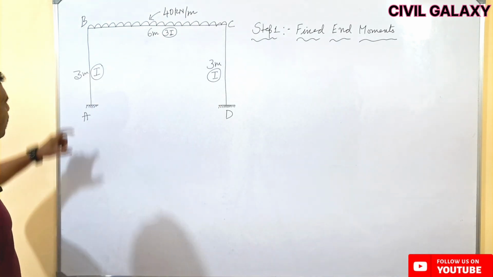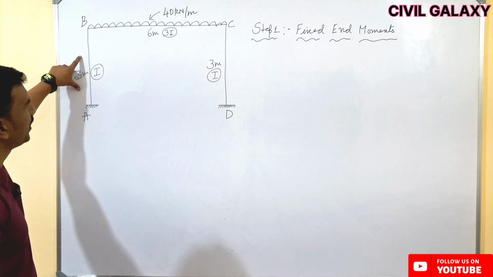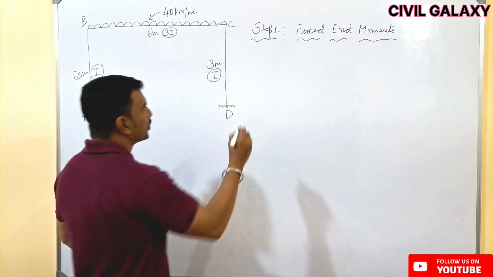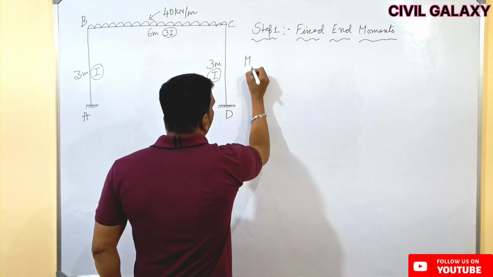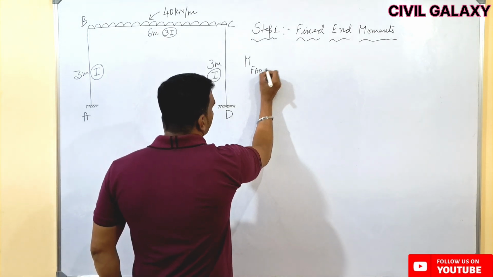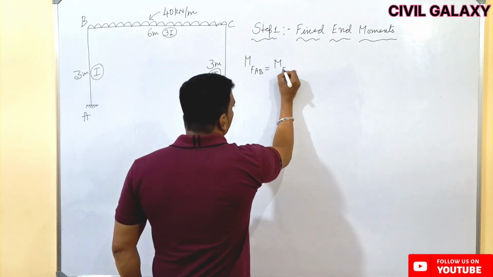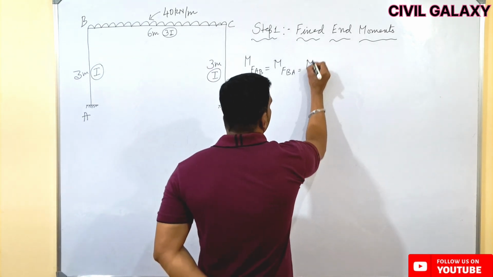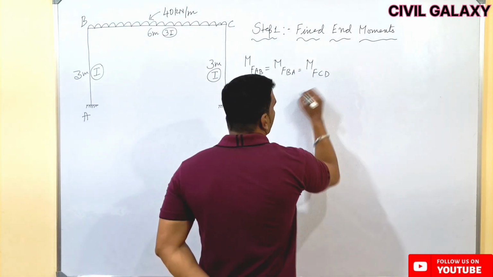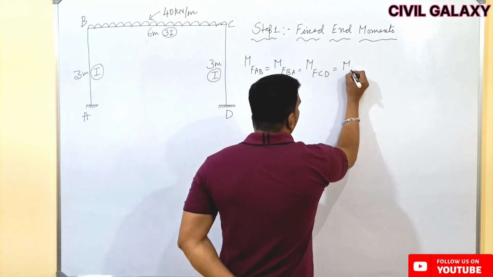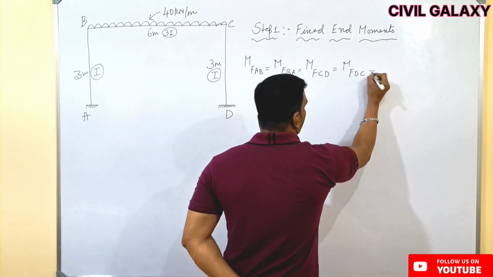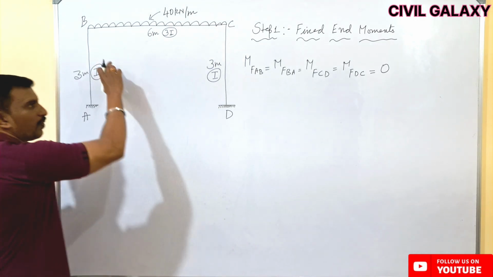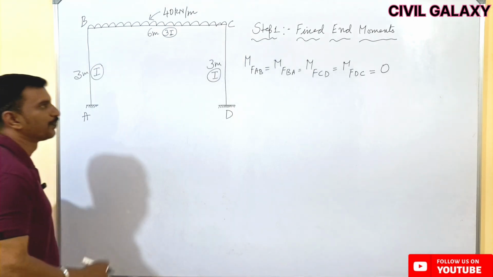Here, if you observe, for spans AB and CD there is no external loading. So the fixed end moment from A to B, from B to A, and also from C to D and from D to C will be equal to 0, since there is no loading over these spans.